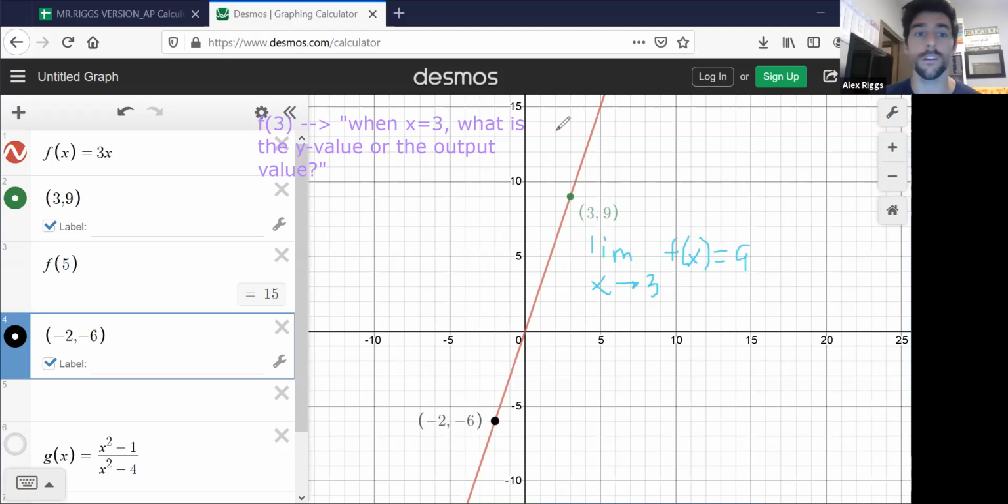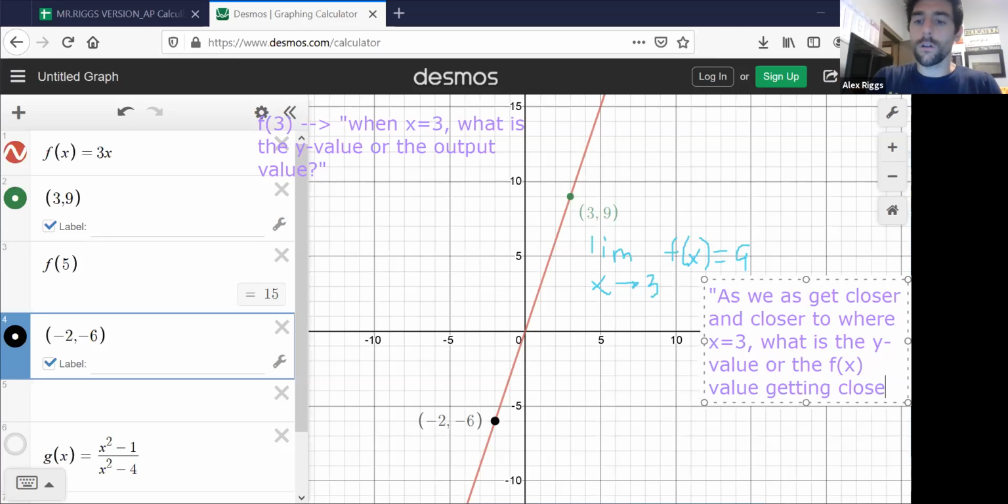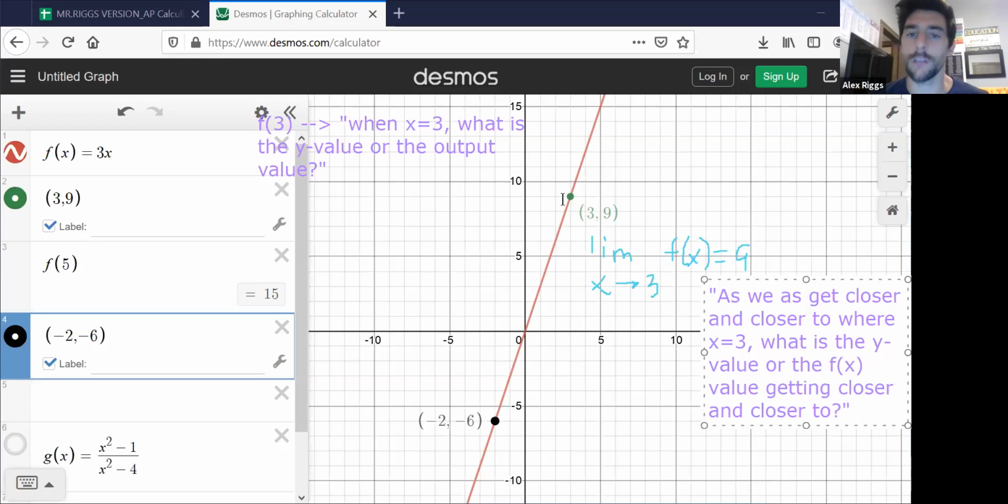The important difference is calculus language is asking a different question. Function notation is saying, when this is the input, what's the output? Can you tell me the y value? Calculus language is saying, as we get closer and closer to where x equals 3, what is the y value, the f of x, which is the output value, getting closer and closer to? It sounds really similar, but it's sort of like, imagine, look at my mouse real quick.